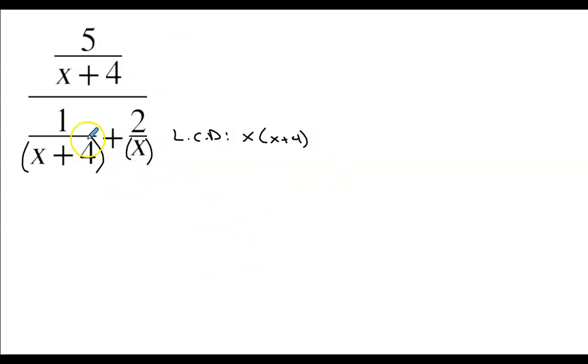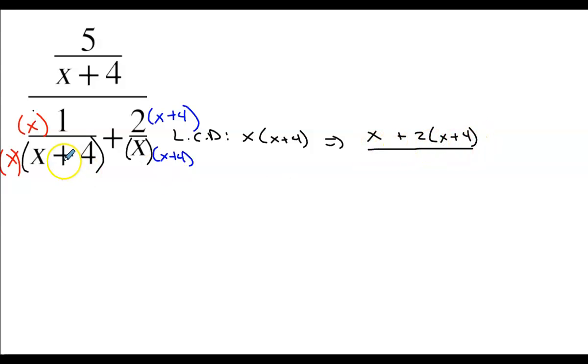So when I rewrite this, my first fraction here, this one's missing an x. I'm going to shortcut this a little bit here. So this one needs to be multiplied by x. So this numerator needs to be multiplied by x. This denominator needs to be multiplied by x plus 4. So this numerator also needs to be multiplied by x plus 4. So my first numerator is fine. Simplify all this, I got x times 1, which is x, plus 2 times the quantity of x plus 4, all over my common denominator of x times x plus 4.